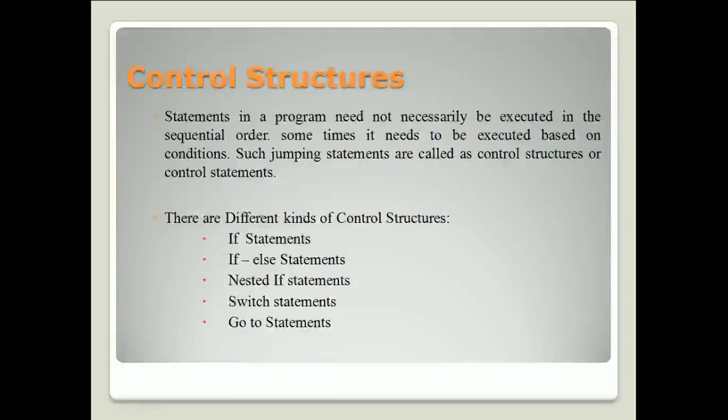In this session, we shall discuss the control structures. This is the most important topic, so listen carefully. Basically, in a program, it is not necessary to execute in sequential order. That means it is not necessary to execute in line by line order. Sometimes it will need to execute based on conditions. Such conditions are called control structures or control statements. There are different kinds of control structures in a C program. Let us discuss them one by one.